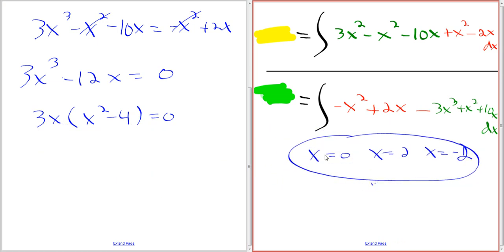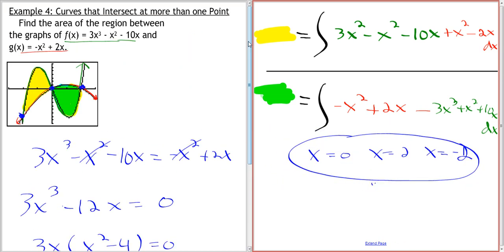So let's go back to our graph and take a quick look at what we got. So I guess this first integral is from negative 2 to 0. So this is from negative 2 to 0. And then the second integral is from 0. And where does this integral end? Well, it starts at 0 and it ends at 2. And that's how we're going to set our integrals up.